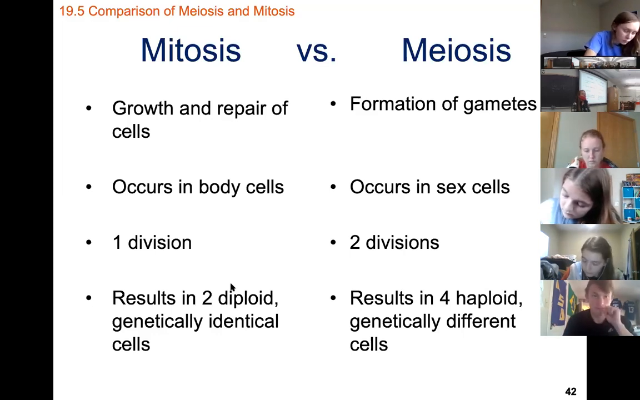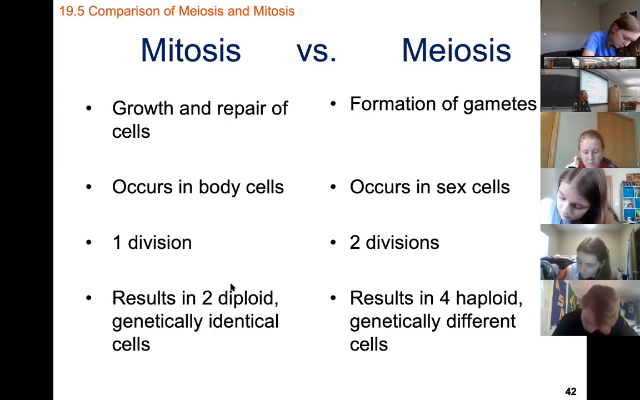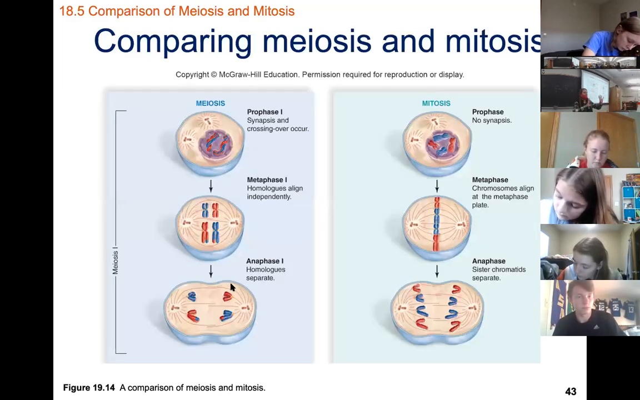We make genetically identical diploid daughter cells in mitosis. I'm going to say that one more time. Genetically identical diploid cells in mitosis, and genetically different haploid cells in meiosis. This is a pretty good slide here. Another way, if you're a more visual person as opposed to bullet points, is these pictures here.